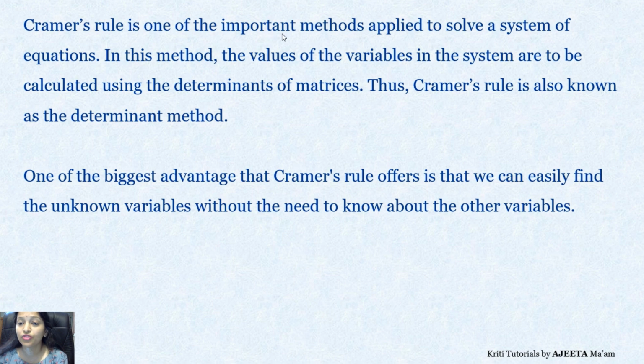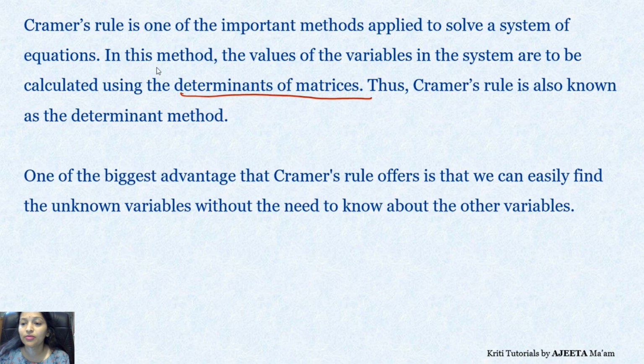So Cramer's rule is one of the important methods applied to solve a system of equations. That's very important. So we are going to solve a given system of equations using Cramer's rule. In this, the values of the variables in the system are to be calculated using determinants of matrices, right? So it is also known as the determinant method. The only thing we are going to use here is determinants, nothing else, right? So determinants of matrices are to be used here. You all know how we find the value of determinants. Here also we will explain how to find the value, but it's a very simple topic once you know how to find the determinants.